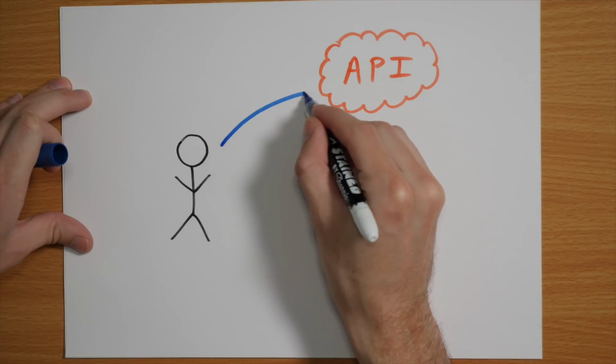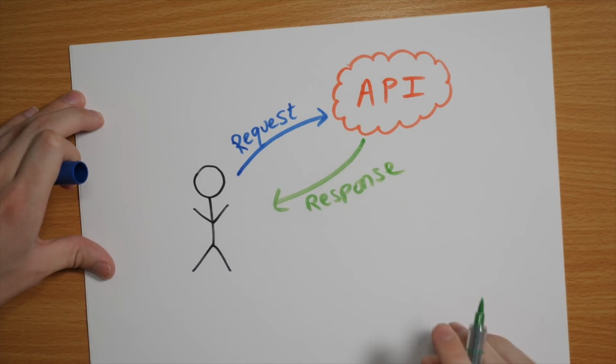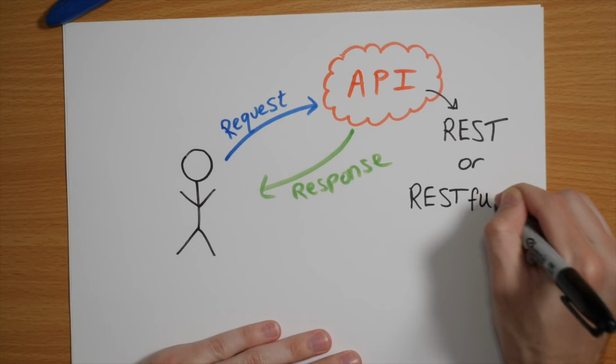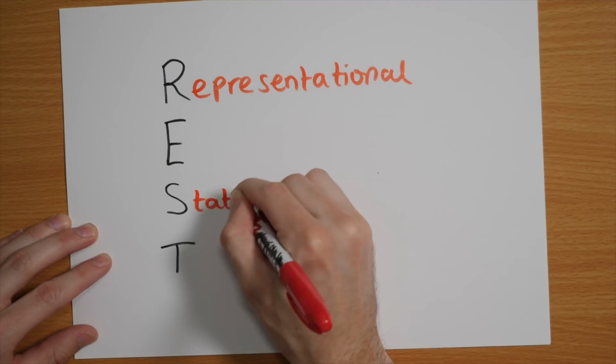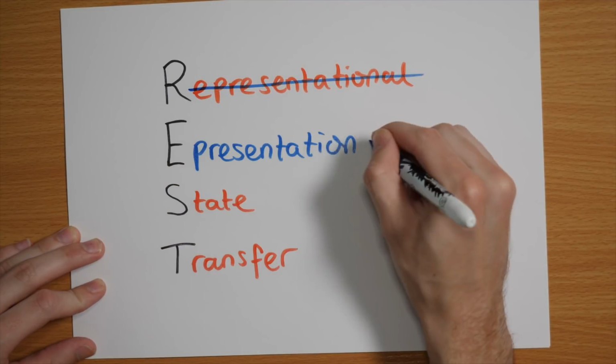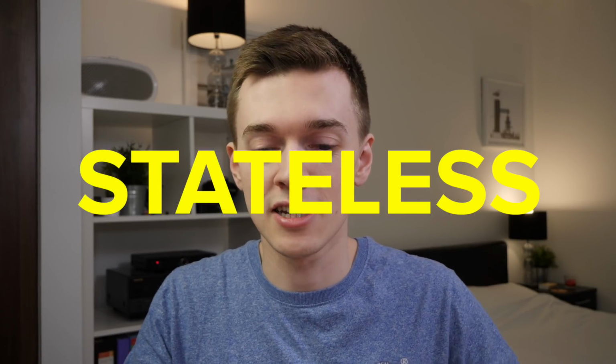So an API is just an interface that you can make a request to and get a response from. If the API follows some particular guidelines and principles, it can be considered a REST or a RESTful API. REST stands for Representational State Transfer somehow. One of the main features of a RESTful API is that it must be stateless, so it can't store context between requests. It can't remember who you are or what you've previously asked. Now that means every request that is received must contain all of the information necessary to process that request.